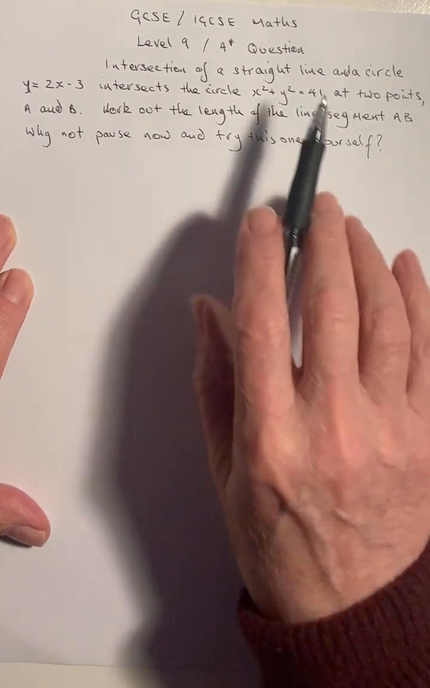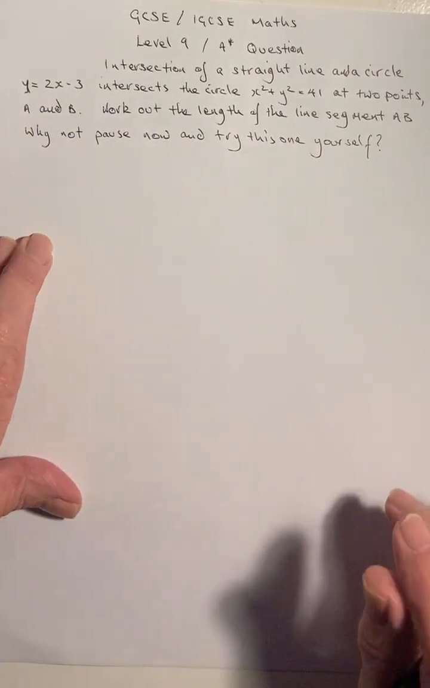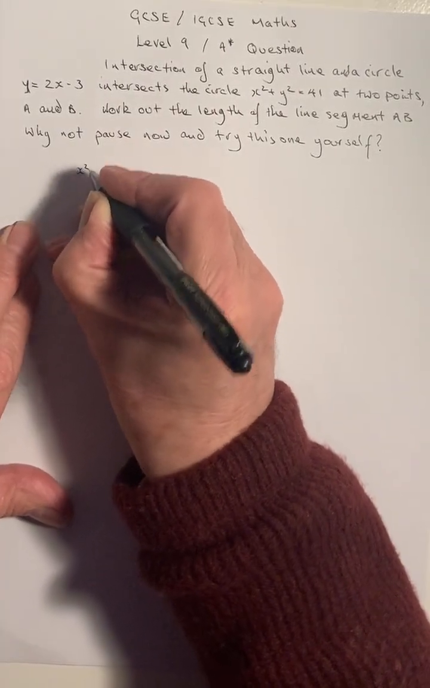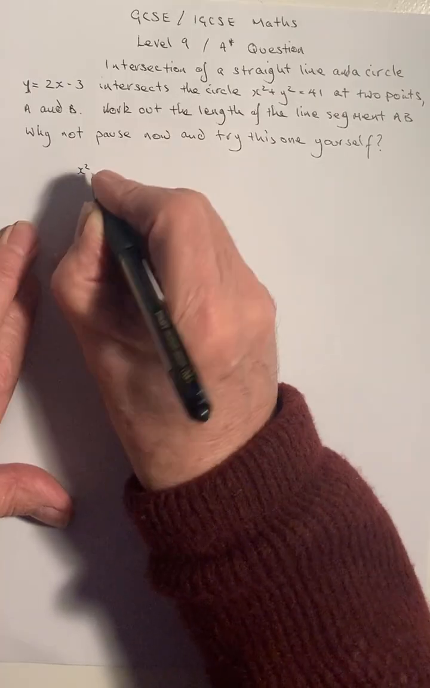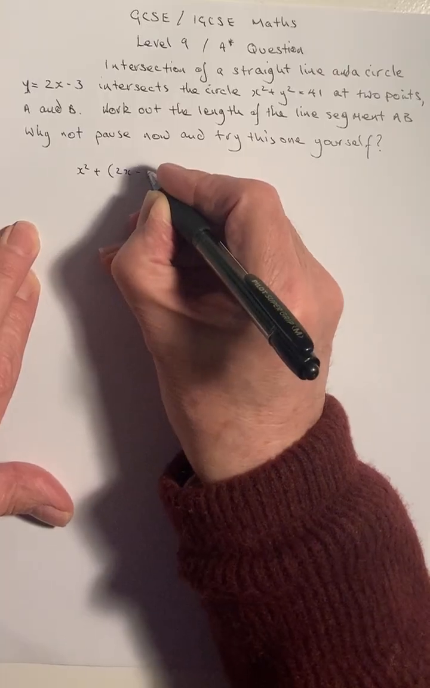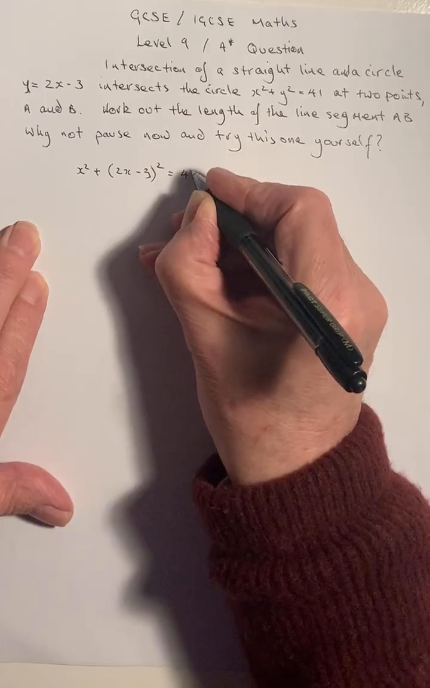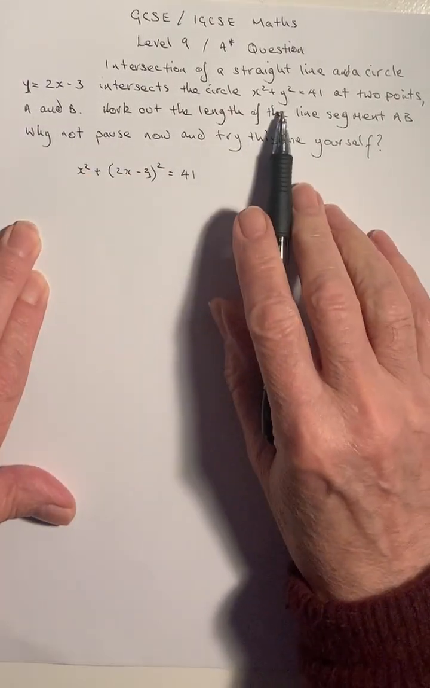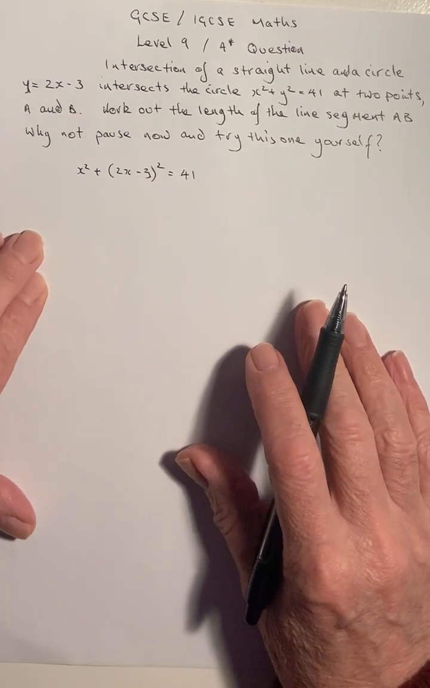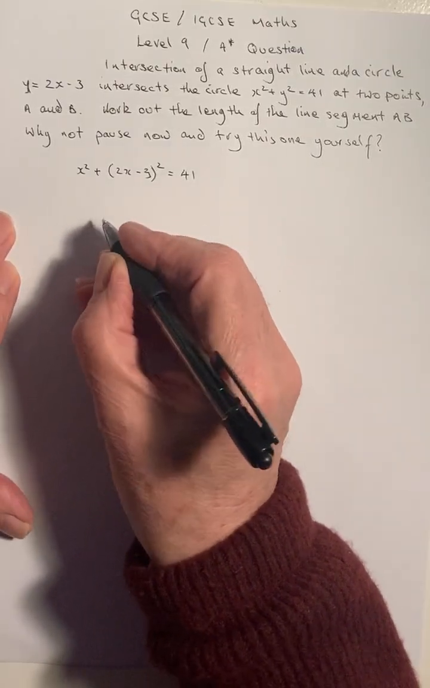At the points of intersection, this and this equal each other. So we can say that x squared plus (2x minus 3) squared equals 41. So I've substituted for y in here. Okay, and we'll take this from here and work out what it comes out to. The first thing to do is open the brackets and expand the left hand side.